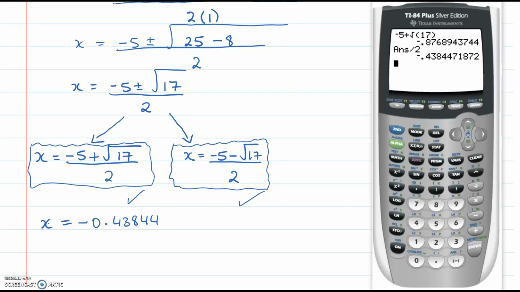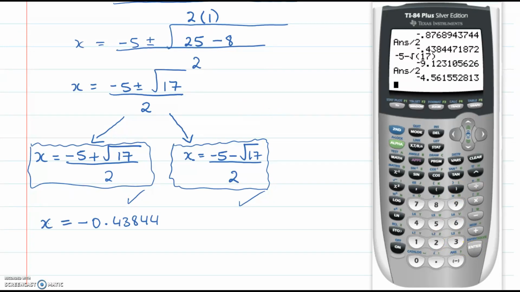And then we can check out this other one. We have negative 5 minus the square root of 17. Again, don't divide yet, press enter first. Negative 9 divided by 2 gives negative 4.56155.